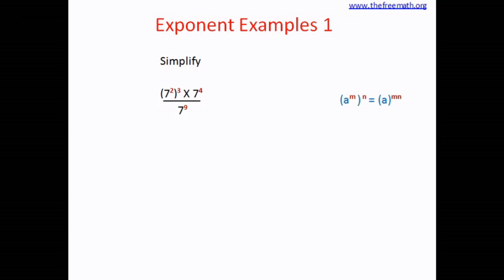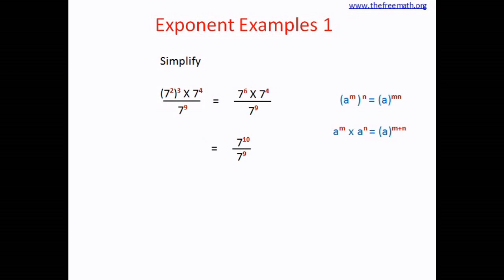If you use this rule, 7 squared to the power of 3 will be 7 to the power of 6 because 2 3s are 6. That means the problem will look like this: 7 to the power of 6 multiplied by 7 to the power of 4 divided by 7 to the power of 9. Now when you multiply two numbers with the same base, you add the exponents. So let's add 6 and 4. 6 plus 4 equals 10. So the numerator is 7 to the power of 10.